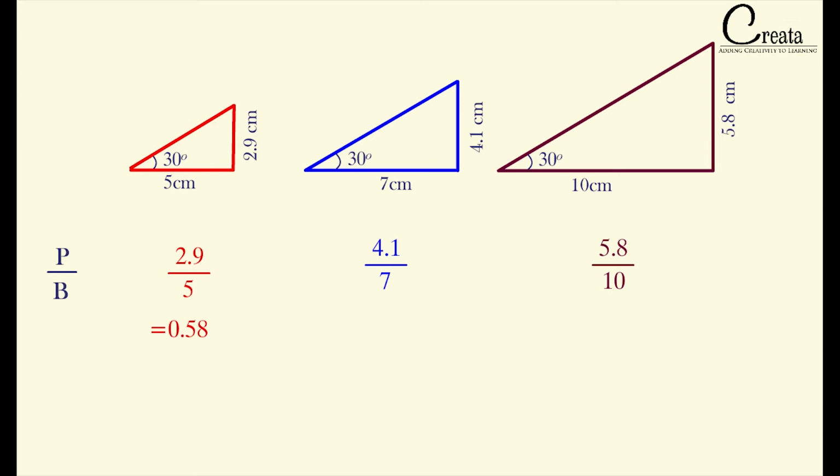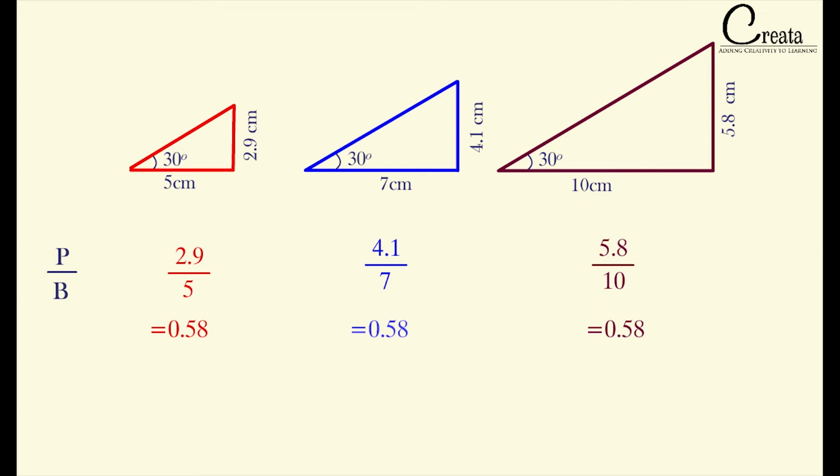Okay. Let's calculate for the second triangle. The ratio comes out to be 0.58. Oh, both are the same. Maybe a coincidence. No issue. We will go for the third triangle. 5.8 by 10. It will be 0.58. Oh, all the ratios are the same.